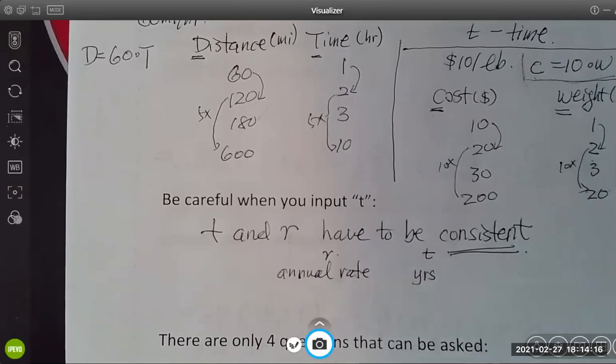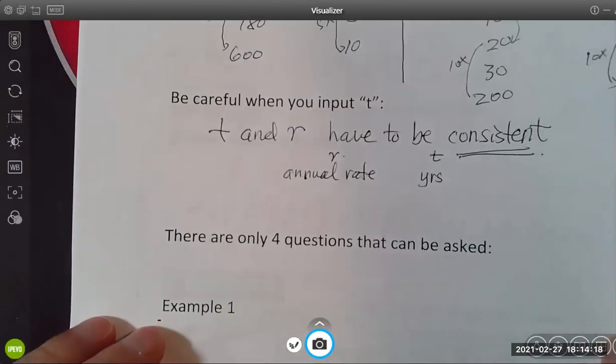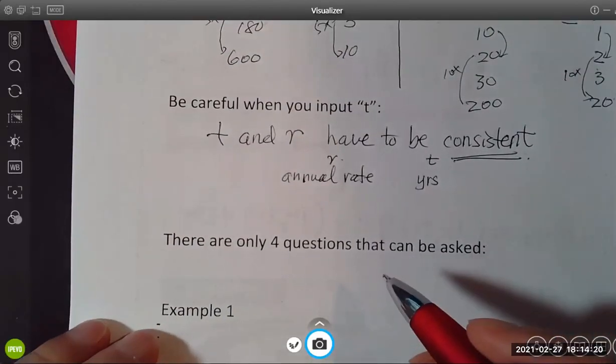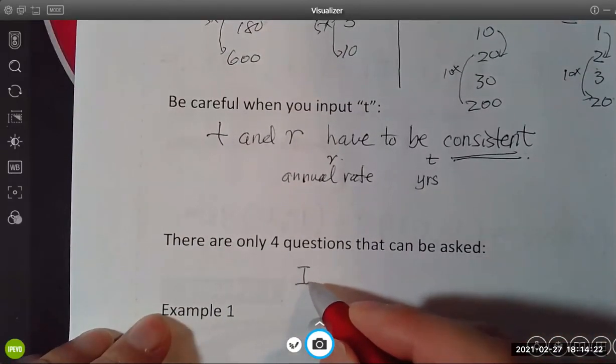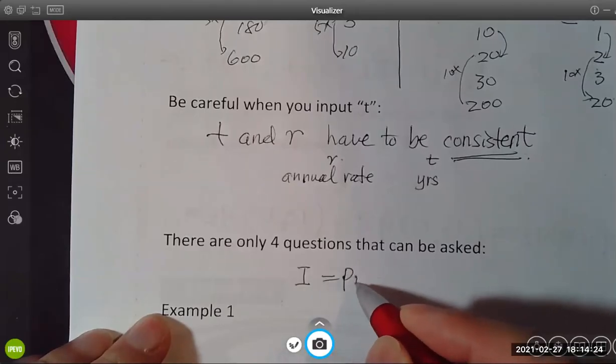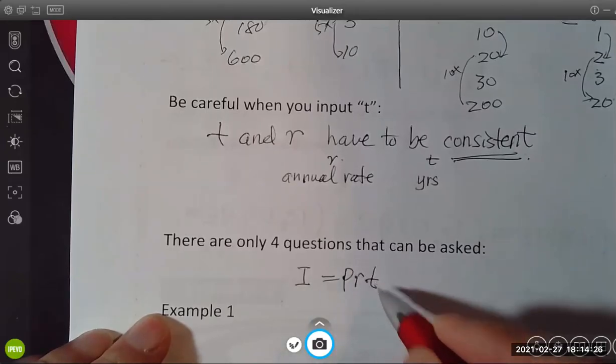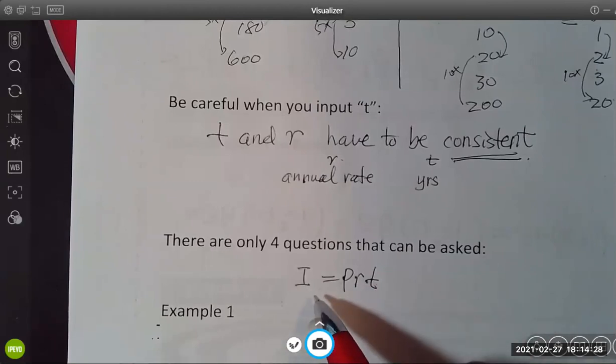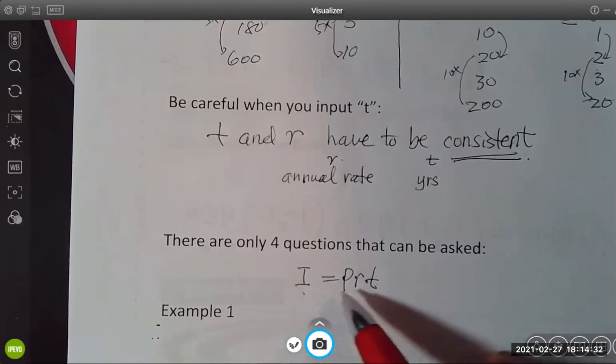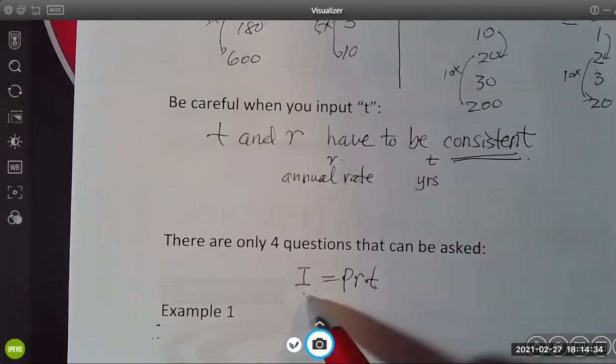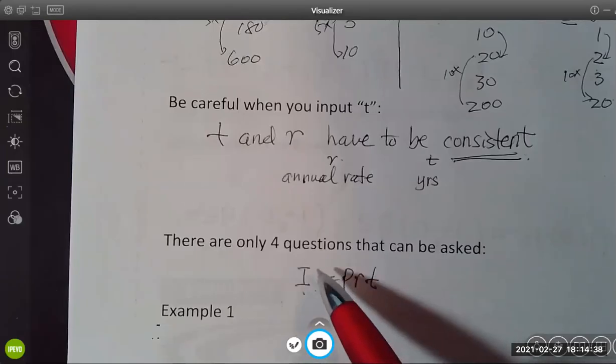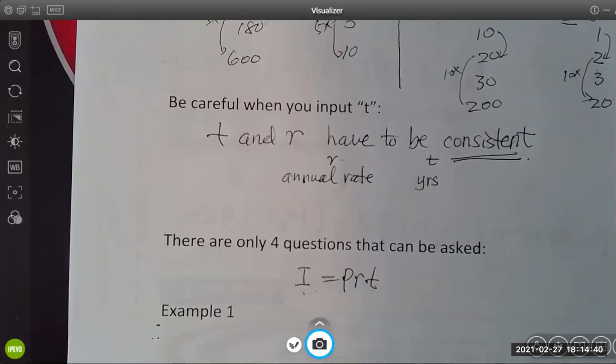Okay, let's move on to our first example. Actually, before that, let's look again at this formula, and there's some good news here. In this simple interest formula, all we have are 4 variables. In other words, one formula, 4 variables. It's like one equation, 4 unknowns.